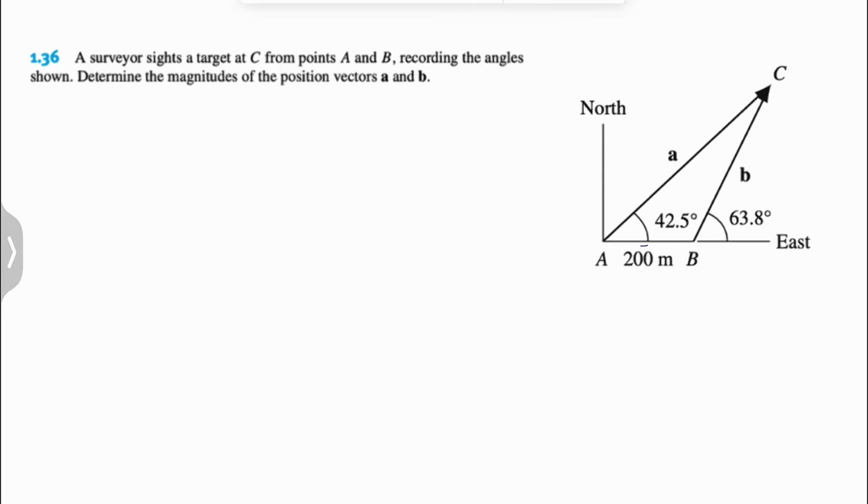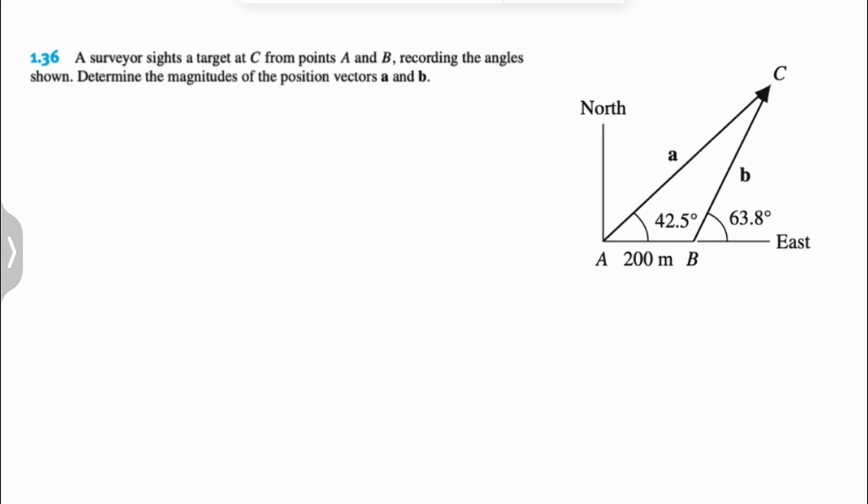Alright guys, we have question 36 in this video, and we have a surveyor that sights a target at C from points A and B, recording the angles that we can see, 42.5 and 63.8. And the question is asking us to determine the magnitudes of the position vectors A and B.